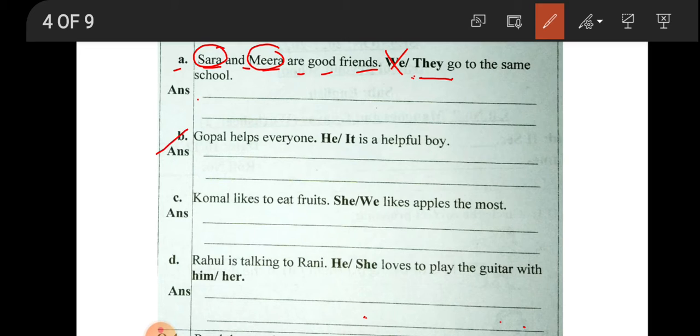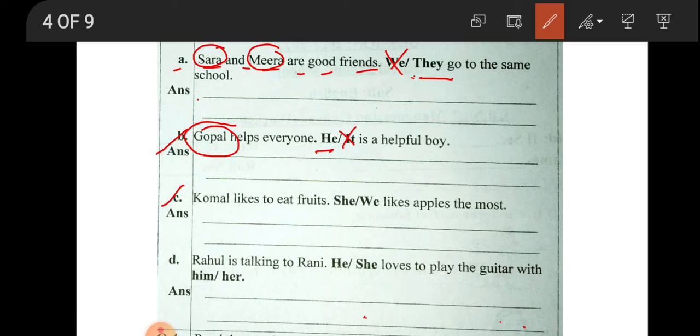Next, B. Gopal helps everyone. Here we are talking about Gopal. Only one boy. Gopal helps everyone. He is a helpful boy or it is a helpful boy. Absolutely we have to choose he. आपको he लिखना पड़ेगा. It you don't use. Again write, he is a helpful boy.